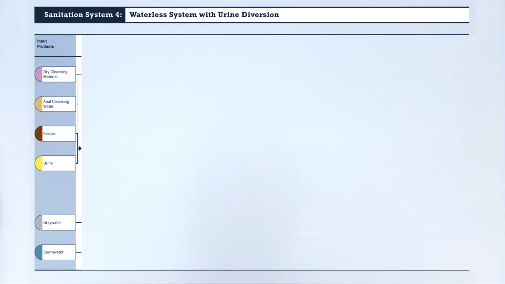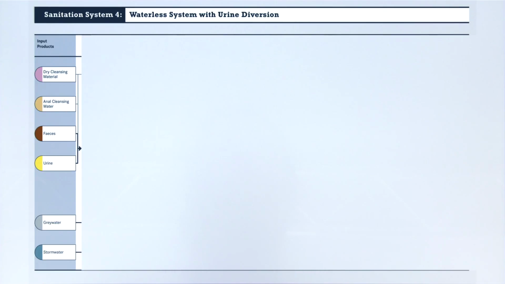This is the template for the classic urine diversion system. It is interesting to look at this template because it is not very straightforward. There are multiple flow paths to take into account and parallel technologies that need to be designed. Bear this in mind when you hear that EcoSan or waterless sanitation technologies are called simple. The individual technologies may be, but the system certainly is not.